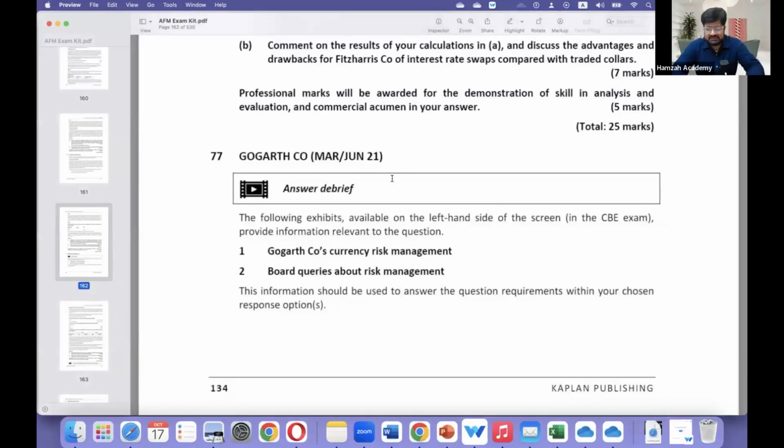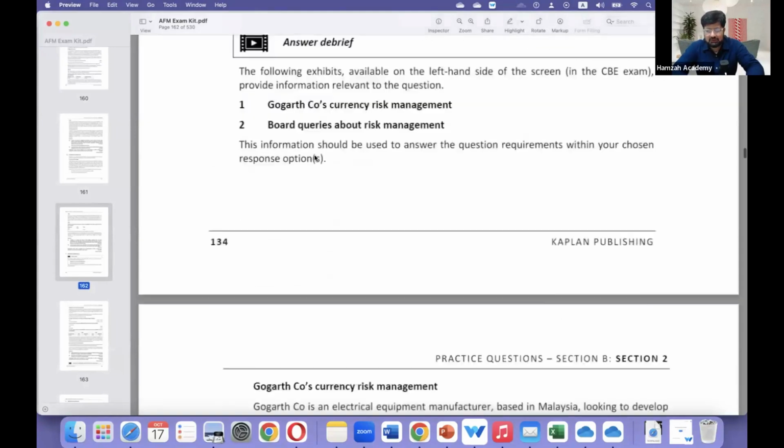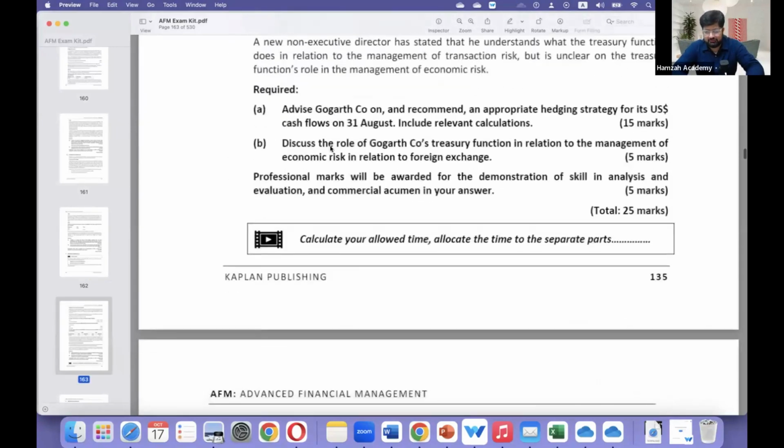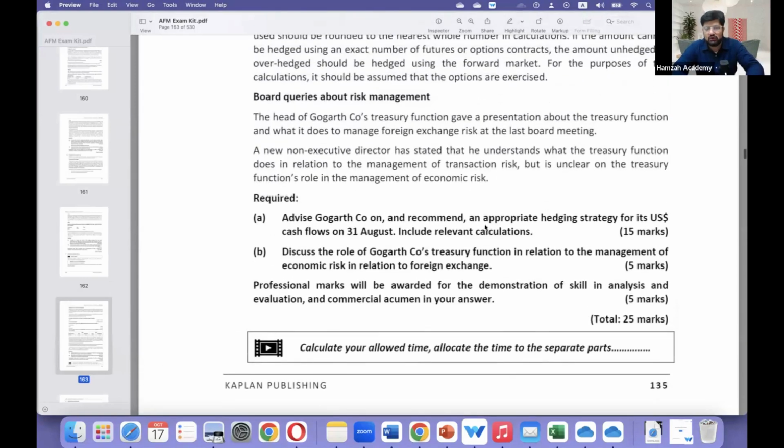Here you go. It is a past exam paper question. And the first requirement we have to solve: Advise Gogarth company and recommend an appropriate hedging strategy for its US dollar cash flows on 31st August. Include relevant calculations. 15 marks. So, please open this question, everyone.